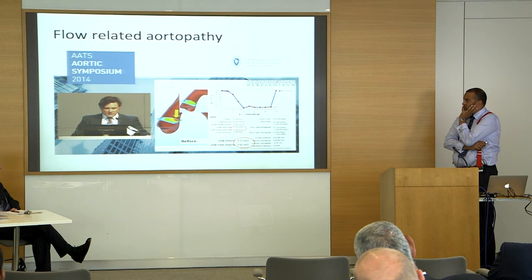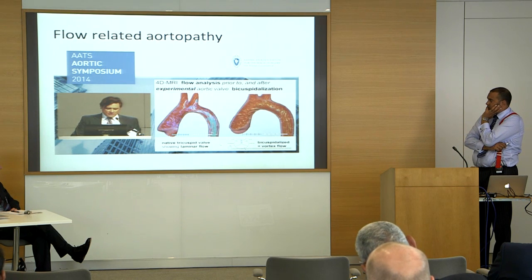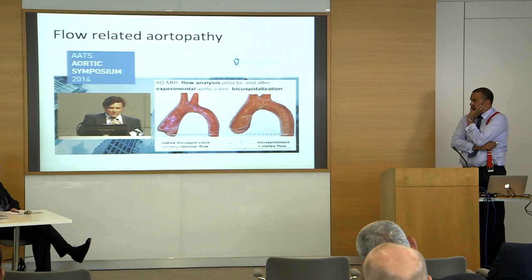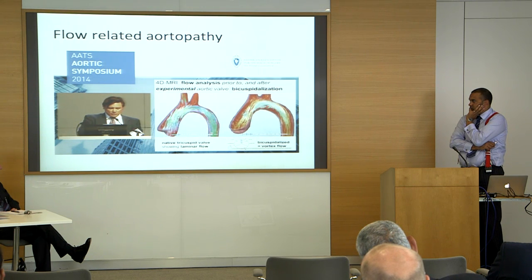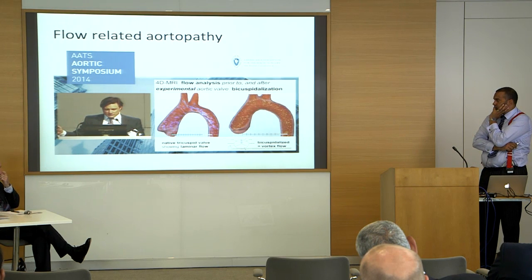And it gets more impressive when you look at both of these flow patterns next to each other, though this is the same individual animal with laminar flow through its tricuspid valve and vortex flow after bicuspidalization.